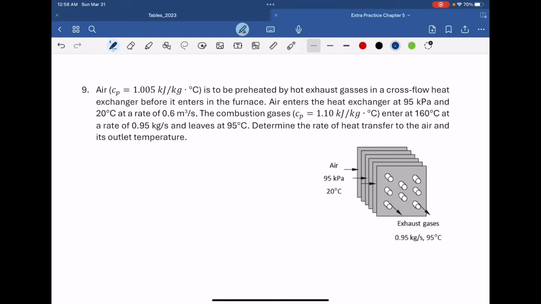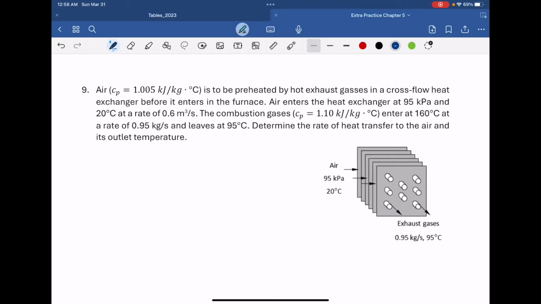Air is to be heated by hot exhaust gases in a cross-flow heat exchanger before it enters the furnace. So now we are dealing with a heat exchanger problem. A heat exchanger is also a steady flow device where we have two fluids, but unlike the mixing chamber, here the streams are not mixing, okay? For each individual stream, there is one inlet, one exit. They are just exchanging heat without mixing.